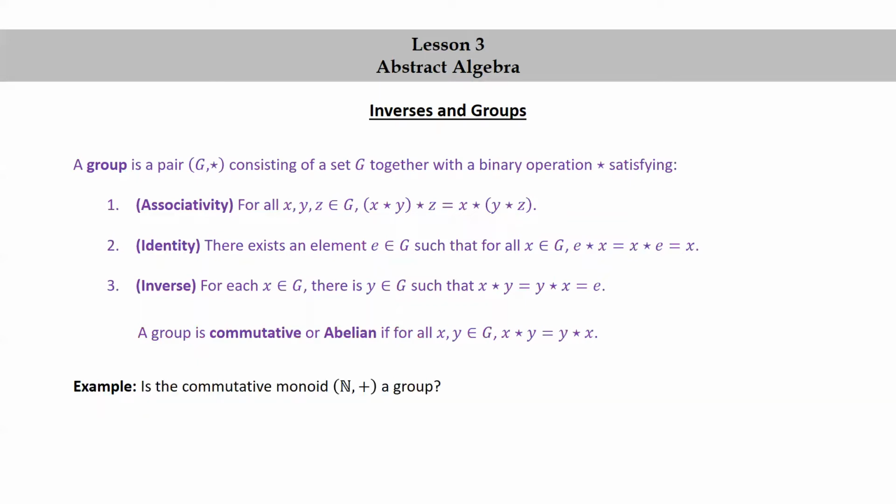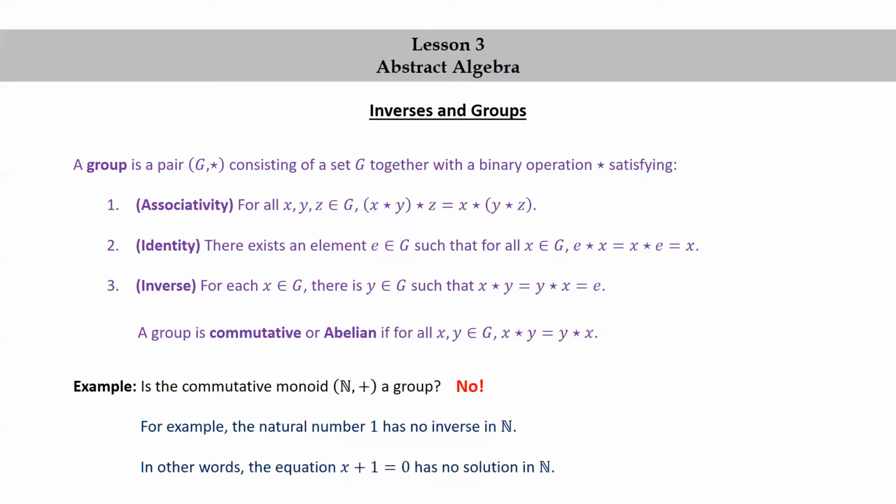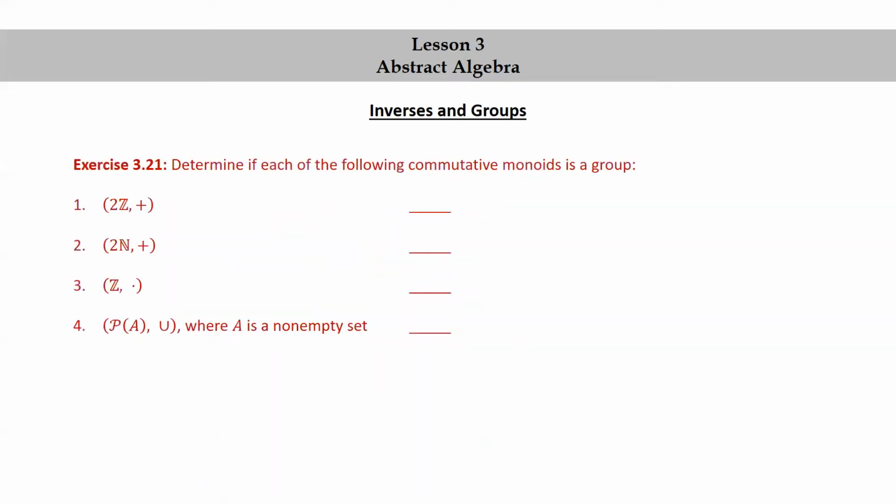Another example. Is the commutative monoid (N, +) a group? No. For example, the natural number 1 has no inverse in the set of natural numbers. In other words, the equation x plus 1 equals 0 has no solution in the set of natural numbers. Let's try an exercise. Determine if each of the following commutative monoids is a group.